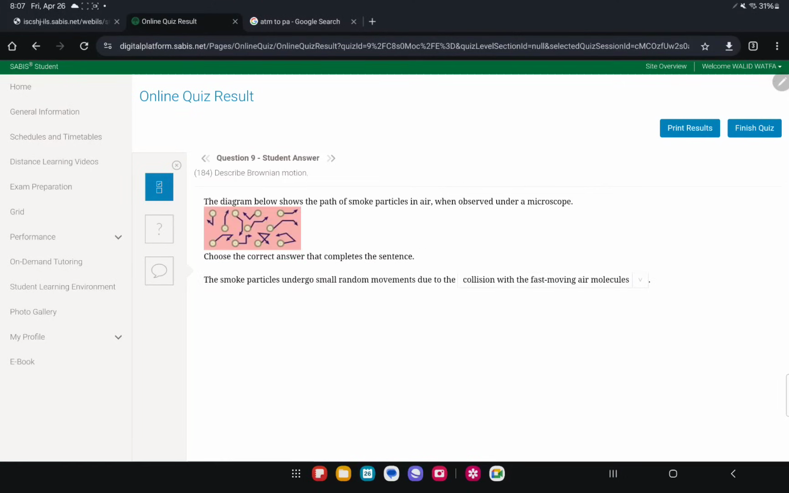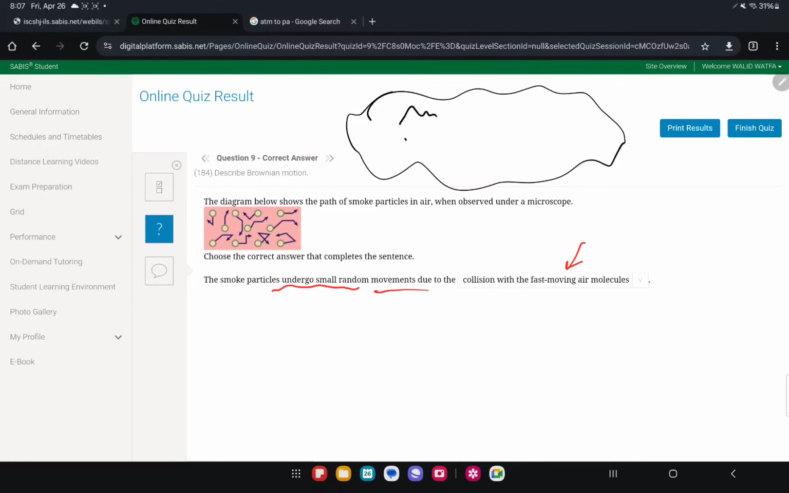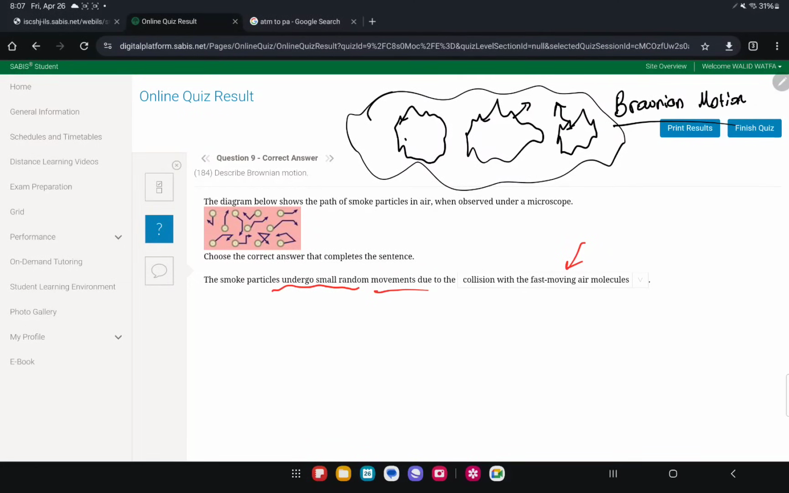Question 9. The smoke particles undergo small random movements due to the collision with the fast moving air molecules. You remember, Anna, I spoke about the smoke particles and Brownian motion. I told you if you have a container and you looked at the smoke particles inside, they would have random movements, and we call this movement Brownian motion. But scientists needed a reason. They needed some proof. They asked themselves, why does this happen? Why does Brownian motion occur? Why is it random?